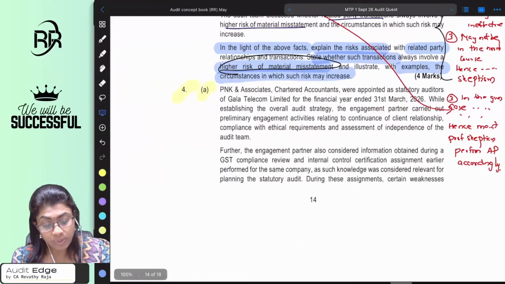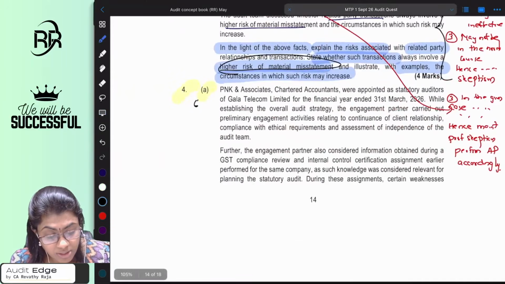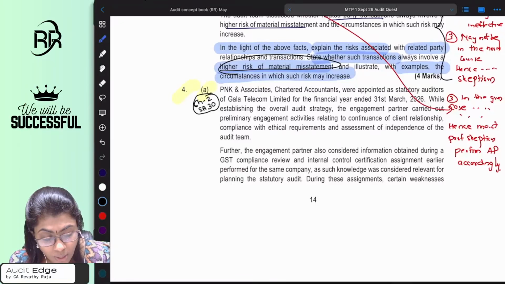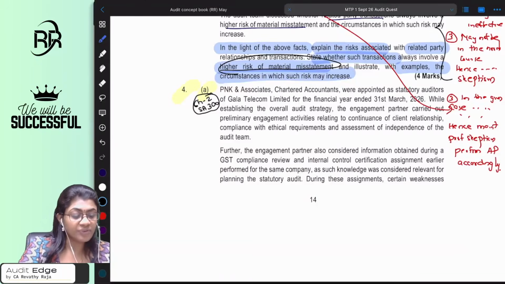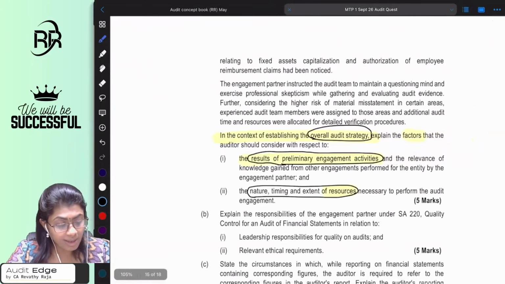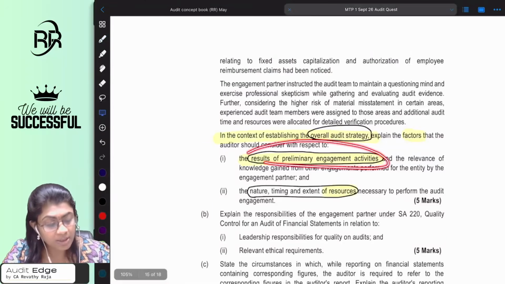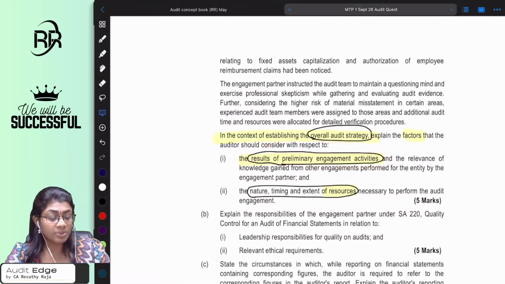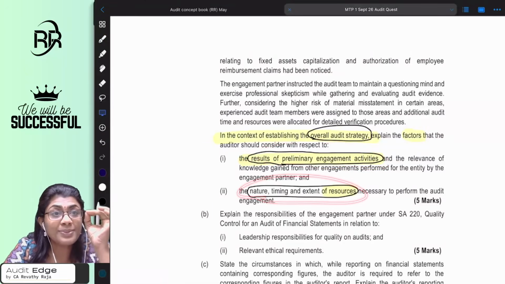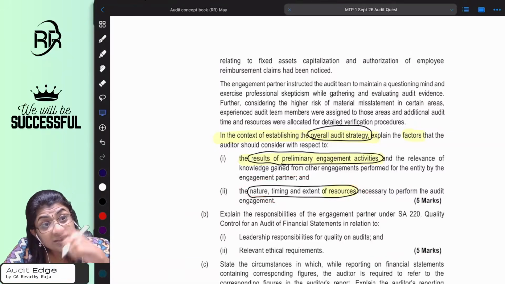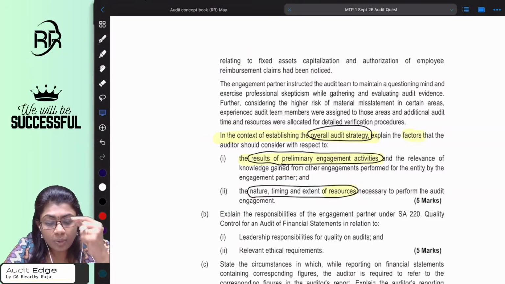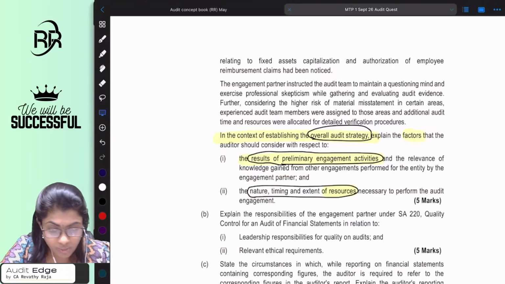So this particular question is relating to chapter number 2. Okay, SA 300, audit strategy. SA 300 is planning an audit of FS. Now, as I told you, this is very specifically audit strategy, in that preliminary engagement activities and nature, timing, and extent of resources. Nature, timing, and extent of procedure is planned. Okay, now how to go about writing this particular answer.